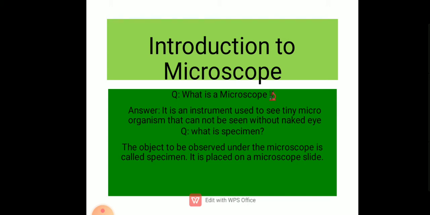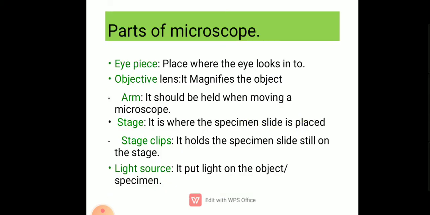Next, what is a specimen? The object that is to be observed under the microscope is called a specimen. It is placed on a microscope slide. The thing that we are going to observe under the microscope is known as the specimen. Clear? The specimen is first put on the microscope slide, and then we will observe it under the microscope.